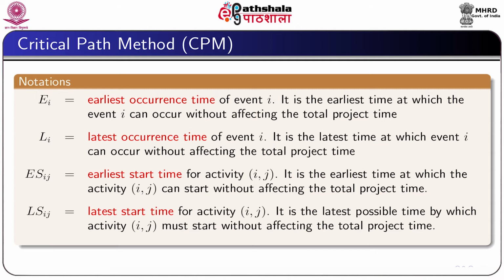ESij means the earliest start time for activity Ij. It is the earliest time at which the activity Ij can start without affecting the total project time. LSij, it is the latest start time for activity Ij and by which the activity Ij must start without affecting the total project time.